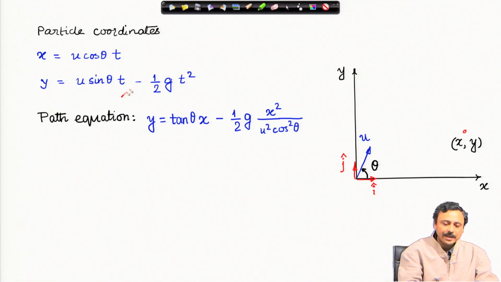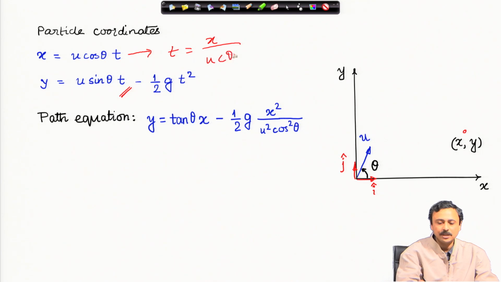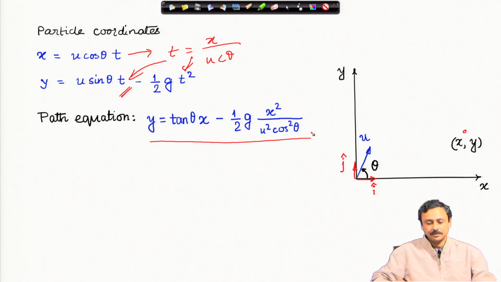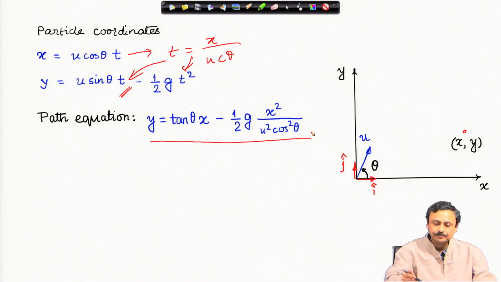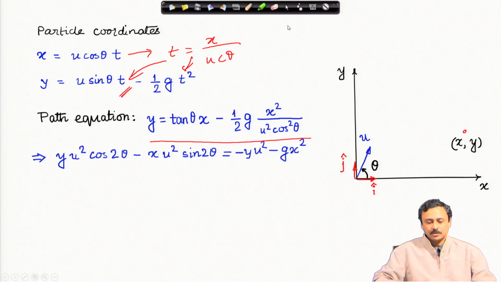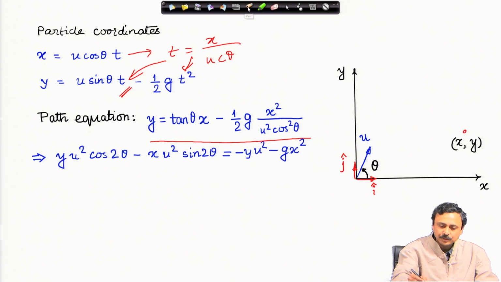Now, the path of this particle can be found by eliminating time. So, you solve for time from here: t is equal to x by u cos theta, and you substitute in here, and then you will obtain the equation of the path. When you simplify the path equation, you get this expression.